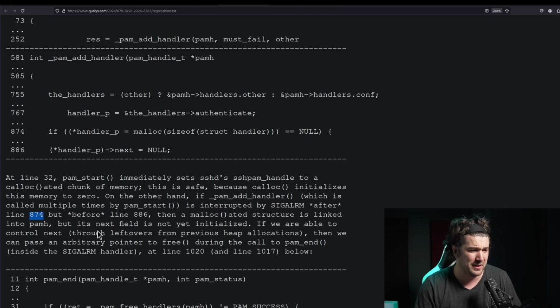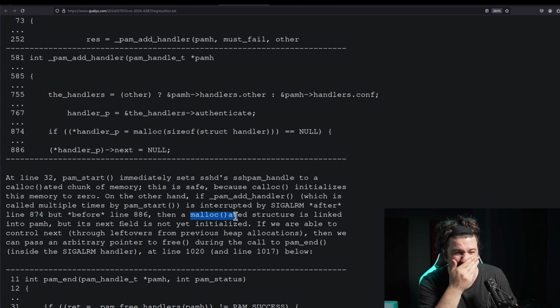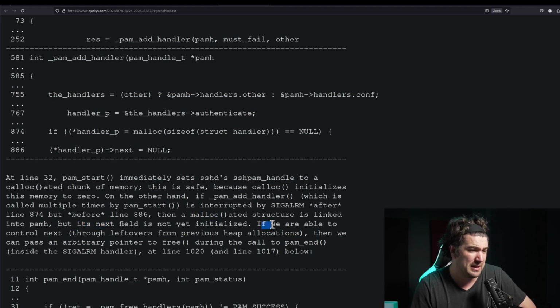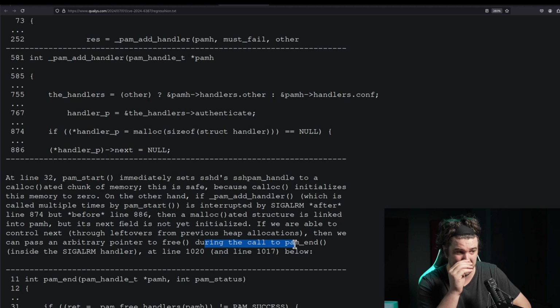Okay. If it is interrupted by sig alarm after line 874 but before line 886, then a malloc-ed structure is linked into PAM-H, but its next field is not yet initialized. If we are able to control next through leftovers from previous heap allocations, then we can pass an arbitrary pointer to free during the call to PAM end.